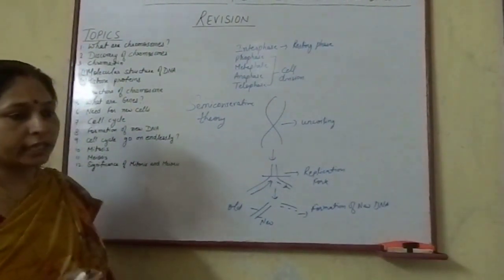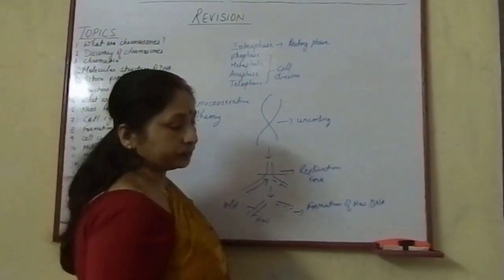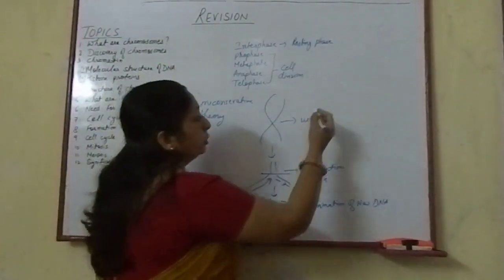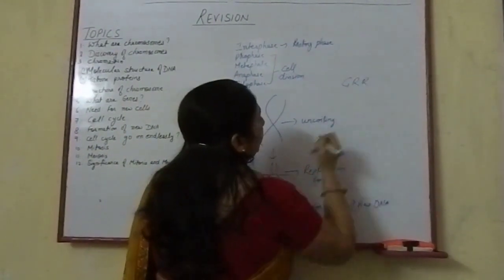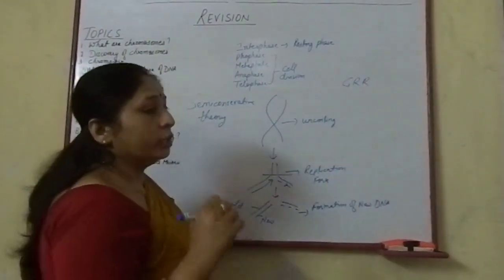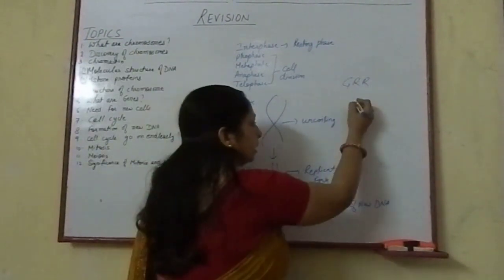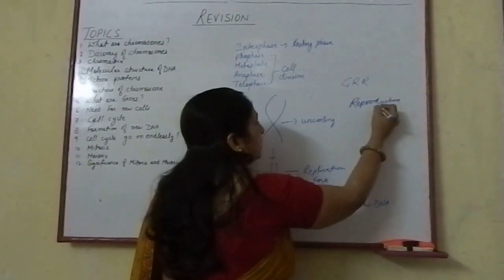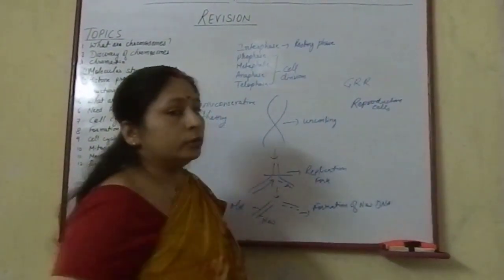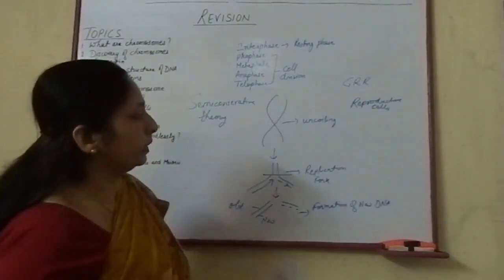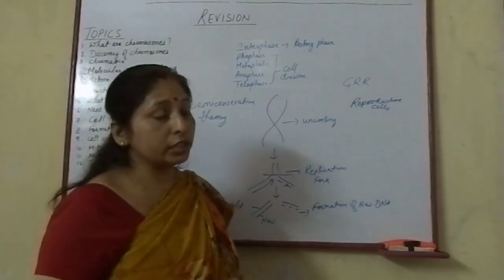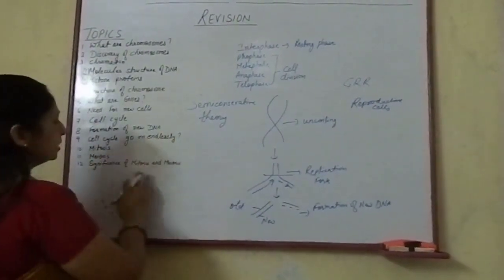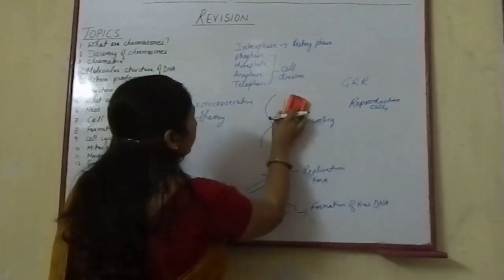Mitosis is the process which takes place in the somatic cells, which are responsible for the growth, repair and replacement process. While meiotic division takes place in the reproductive cells, to form the sex cells which, when fused together during the process of fertilization, form the zygote. Then the last topic is the significance of mitosis and meiosis.